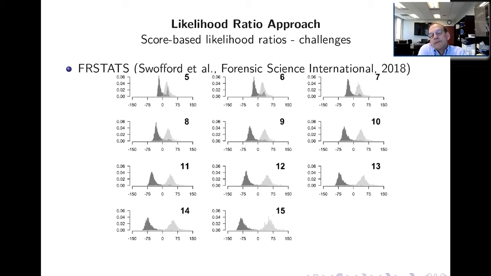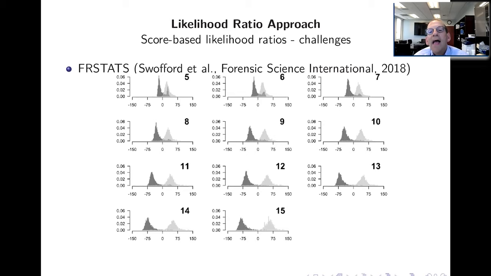It's an example of something that I think about a lot. Just as a reminder, if you're not familiar with FRStat, it computes a score, and the data I'm showing here are from the development phase, in which higher scores mean more likely match. The lighter distributions come from known matching pairs of questioned and known prints. And the darker distributions come from known non-matching pairs, so they should have lower scores.